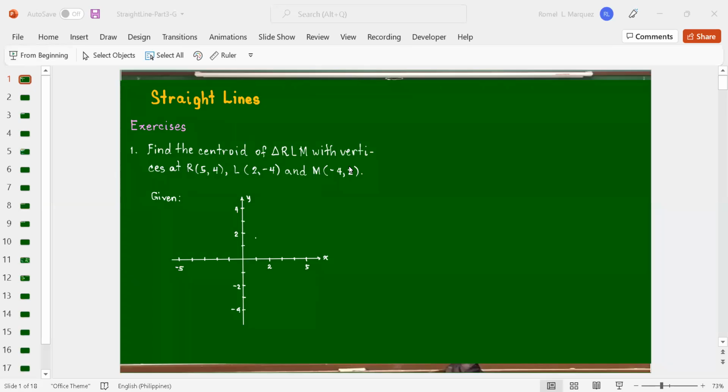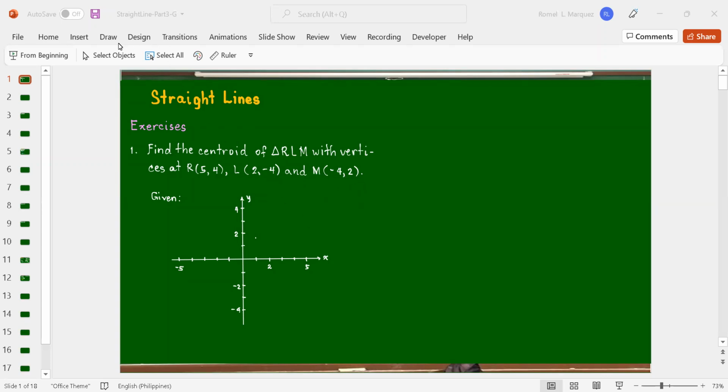So this is the continuation of what I had with you about straight lines. So, exercises. Find the centroid of triangle RLM with vertices at (5, 4), (2, -4), and (-4, 2).